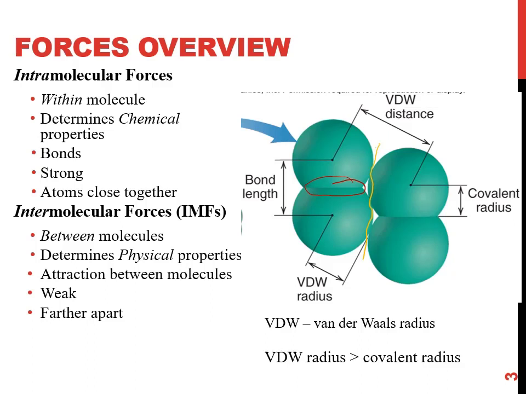The van der Waals distance is going to go from the nucleus of one molecule to the nucleus of the other molecule, and the van der Waals radius would be half of that distance. You'll notice from our diagram that the van der Waals radius will always be larger than the covalent radius because the atoms are not going to overlap in terms of their orbitals.